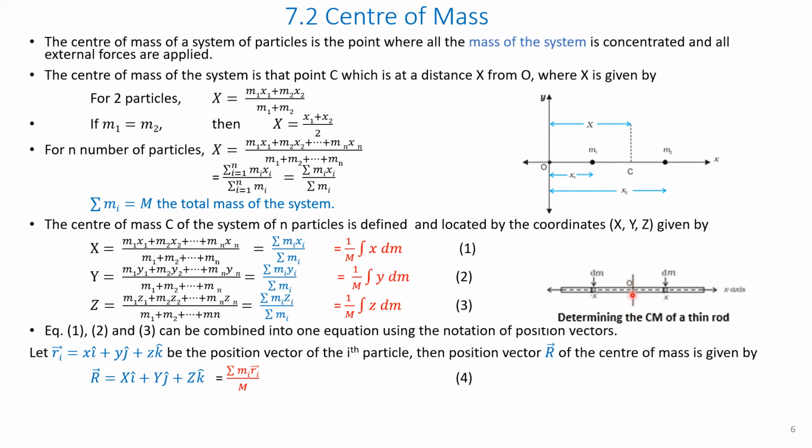this is the geometric center of the rod, O. We can say that on account of reflection symmetry, for every element dm at x on the right hand side, there is another element dm at a distance minus x. The net contribution of each and every pair to the integral cancels. Hence, the integral x dm itself is 0.